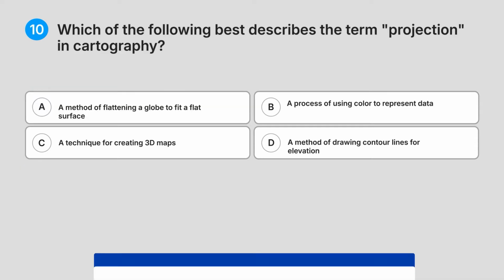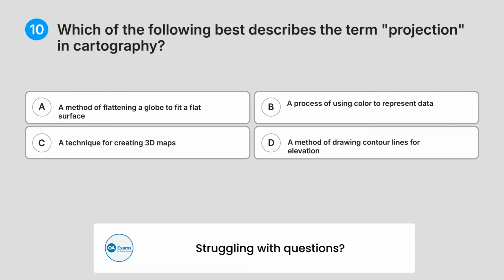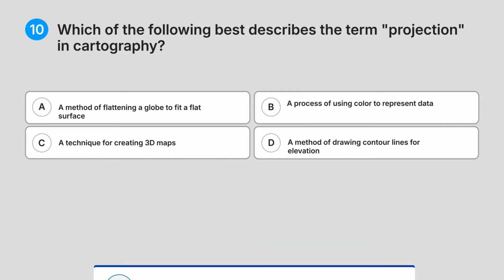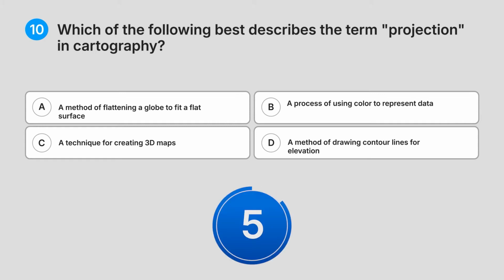10. Which of the following best describes the term projection in cartography? A. A method of flattening a globe to fit a flat surface. B. A process of using color to represent data. C. A technique for creating 3D maps. D. A method of drawing contour lines for elevation. What do you think is the answer?